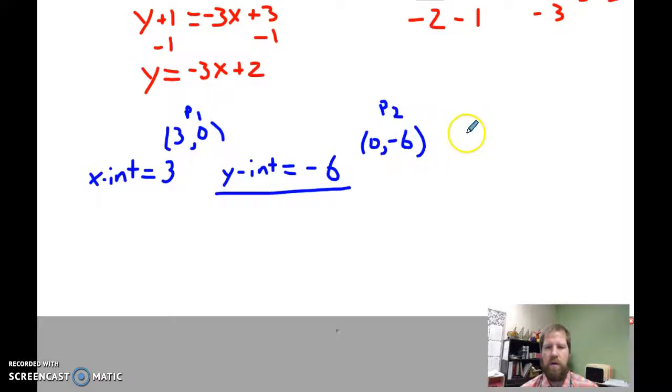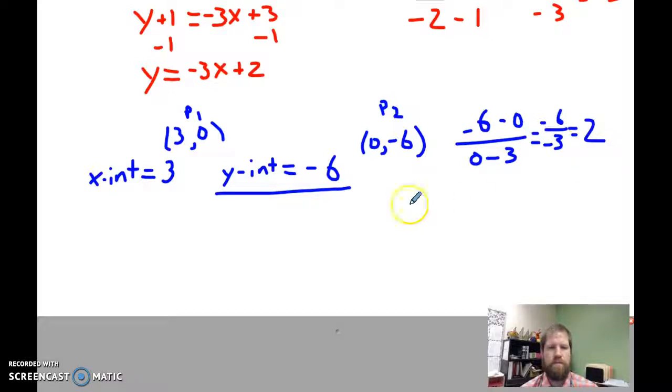So I have my y2 negative 6 minus 0 over 0 minus 3, which is going to be a negative 6 over negative 3, or, since it's two negatives, 2. And then I've got my slope. The slope is 2x. My y-intercept is minus 6. And I'm done.